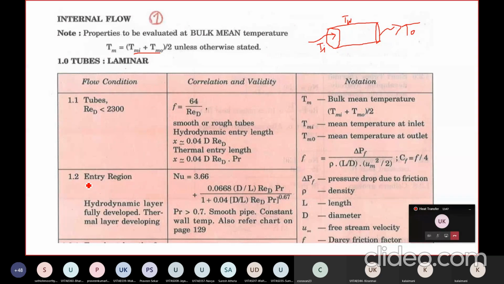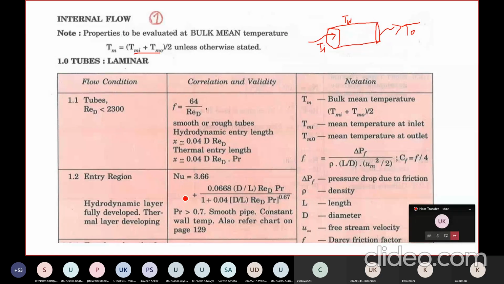Constant heat flux to the system. There are two different regions: one is the entry region, or thermal boundary layer region, and the other is the fully developed flow. If we consider the entry region, in this region the hydrodynamic layer is fully developed, and this is the starting stage of the thermal layer developing.